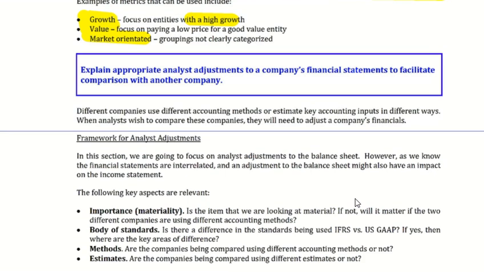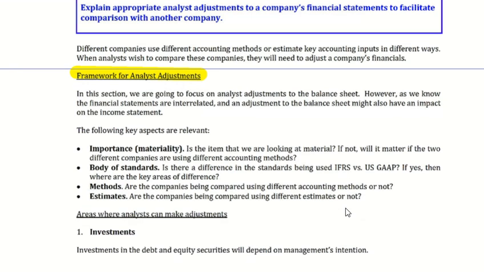We look at the framework for analysts' adjustments. When an analyst comes to look at a balance sheet, he may want to do certain adjustments to that balance sheet to reflect what he believes to be more accurate. Some key aspects that are relevant. We look at the materiality of the item. If the item that we're looking at may be incorrect according to the analyst or problematic, but it's not material, it's not important, it wouldn't really matter.